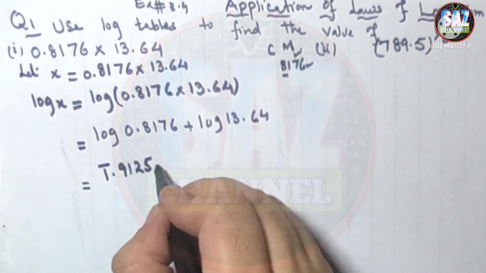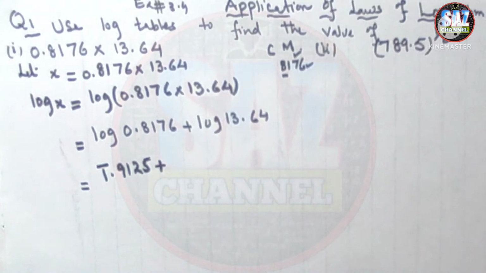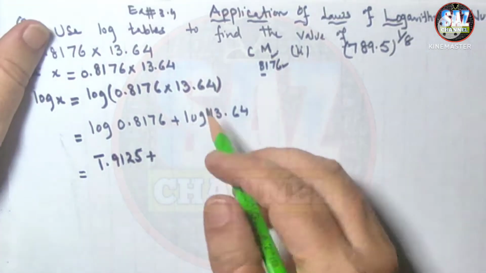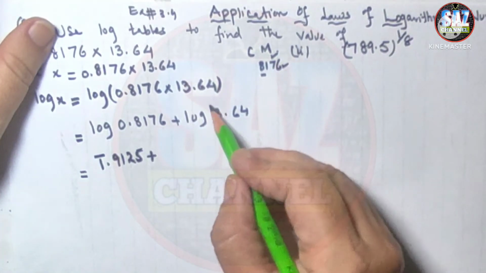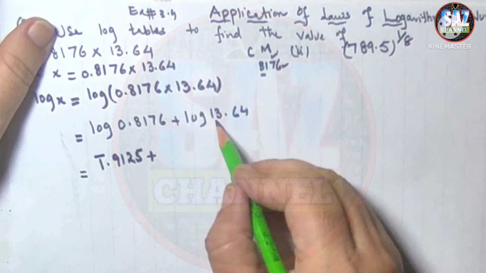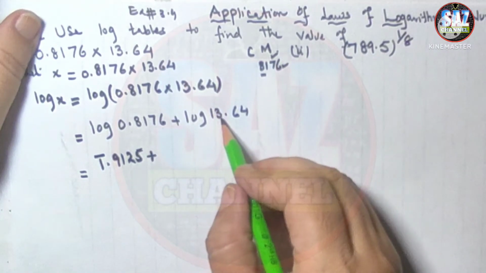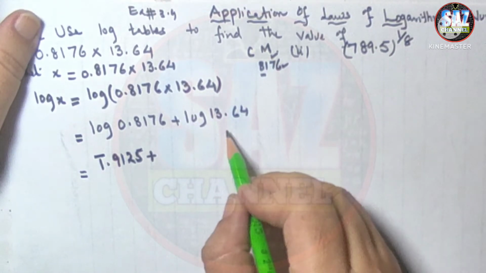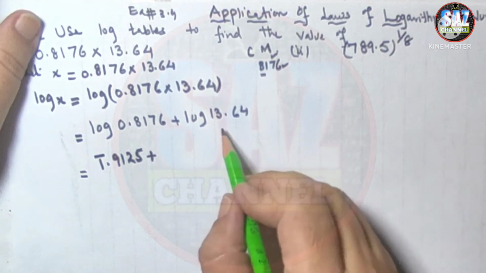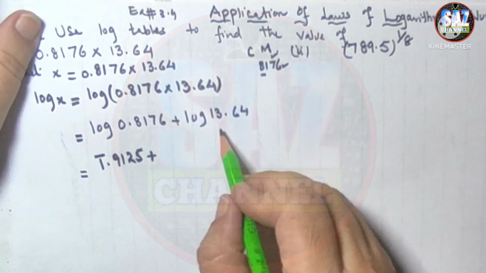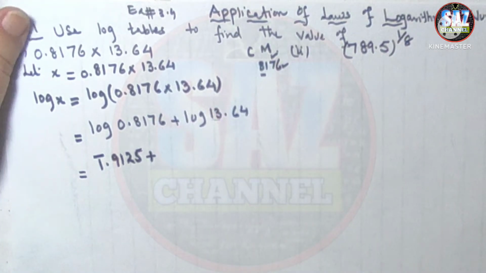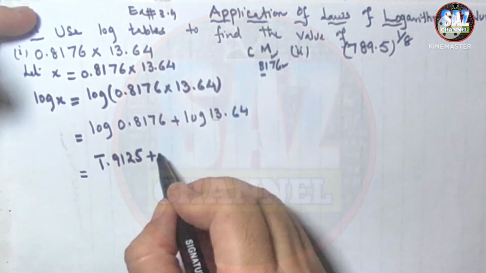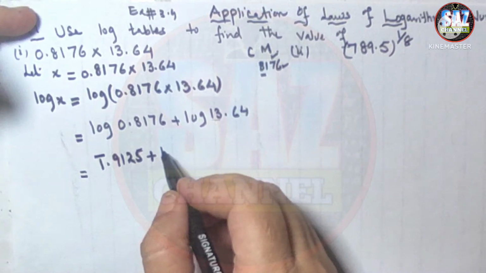And coming to the second part, that is log of 13.64. Please see here the number is 13.64. It has 2 digits in the integral part. And what is the rule for the characteristic of numbers which are more than 1? We know that the characteristic of the logarithm of a number greater than 1 is always 1 less than the number of digits in the integral part. As this number has 2 digits in the integral part, the characteristic will be 1 digit less, that will be 1 only.